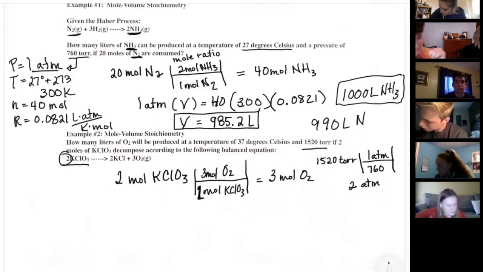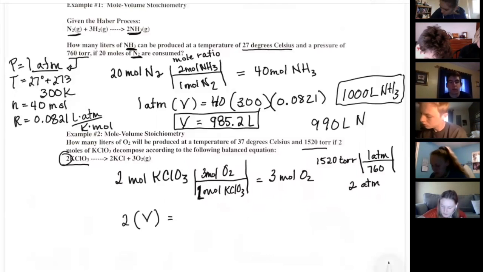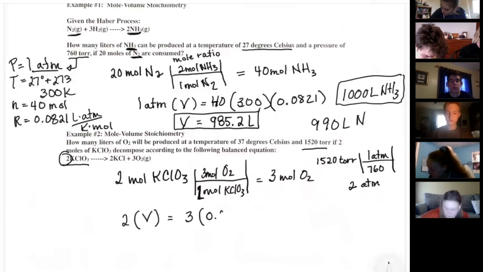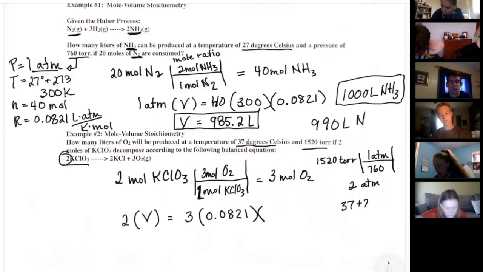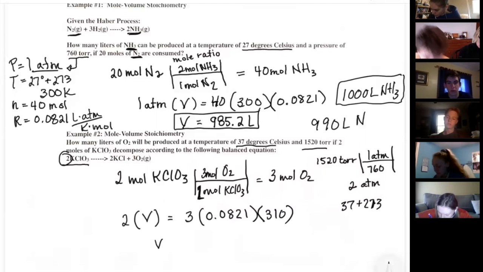Okay, so pressure is 2 atmospheres. Volume is what we're looking for. n we just calculated as 3. R is 0.0821. T, 37 degrees. So 37 plus 273, 310. And then we can calculate the volume.